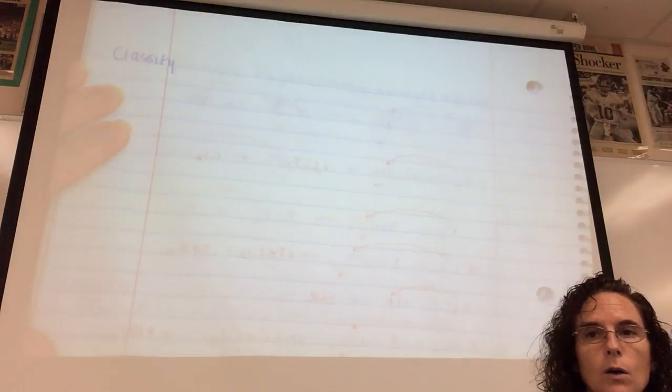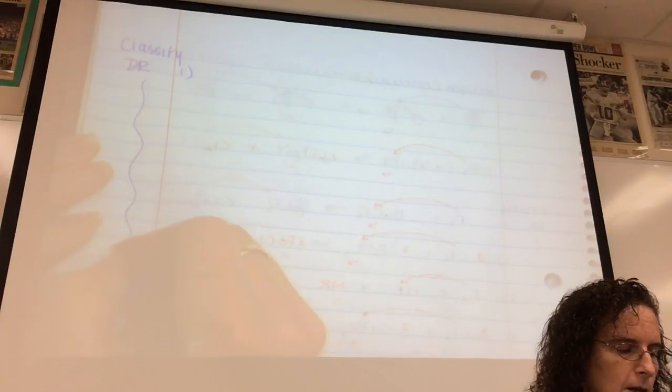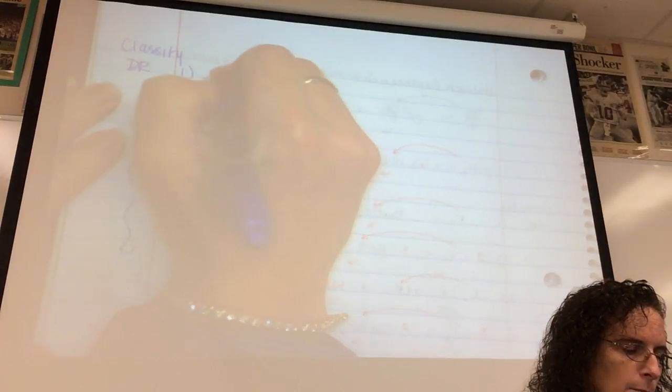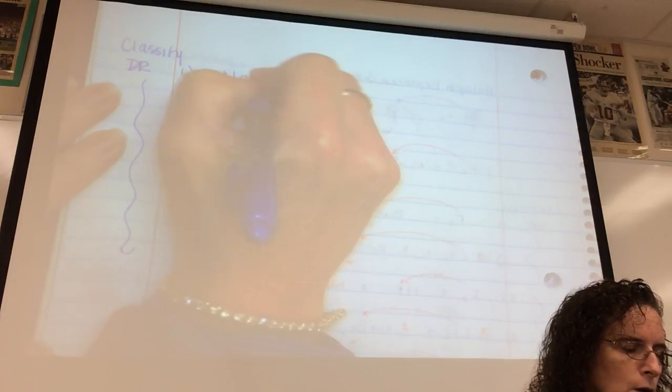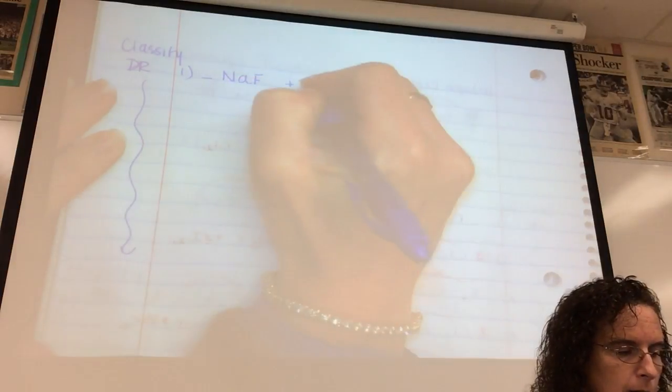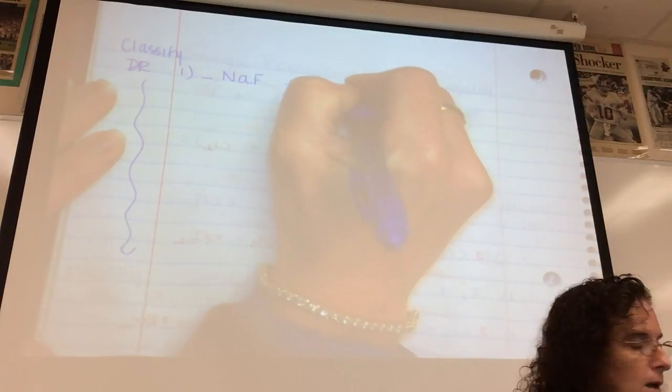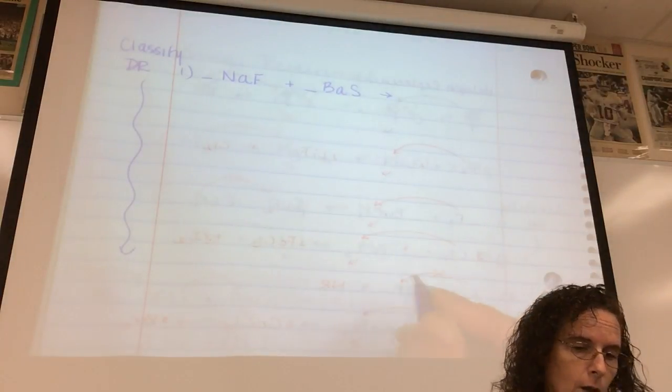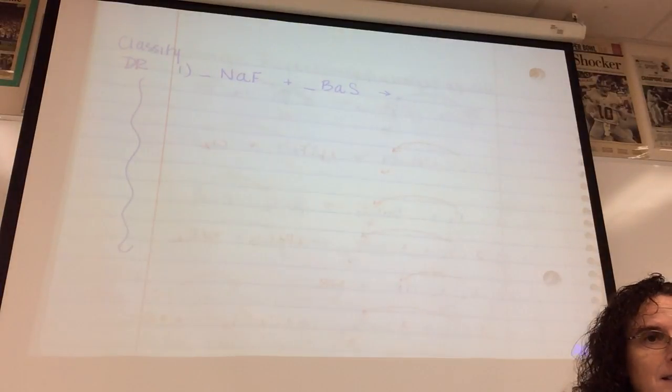So let's march through here. What we've got, question? Oh, stretching. Okay, so what we've got here in regard to the classifying, these are all going to be double replacement, which we will abbreviate DR. We'll recognize them because you have two compounds. You have sodium fluoride and barium sulfide. And again, outsides and insides.